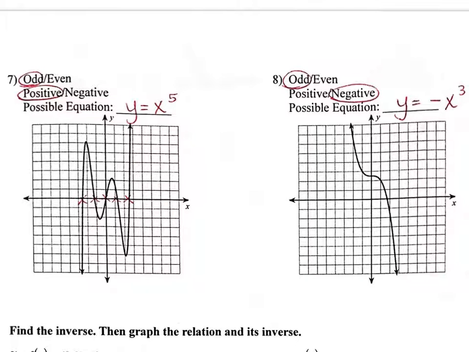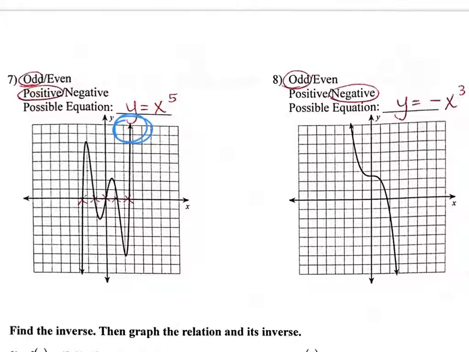All right, and we're still on the same type of problem for 7 and 8. Odd because they're going opposite directions. Positive because the right side is going up. So remember, positive and negative, we just care about the right side. And then y equals x to the fifth because there are 1, 2, 3, 4, 5 times that it crosses the axis. Number 8, odd because it's opposite.